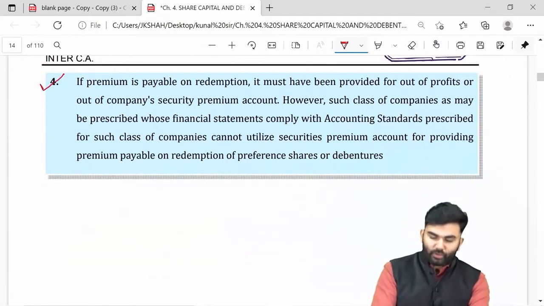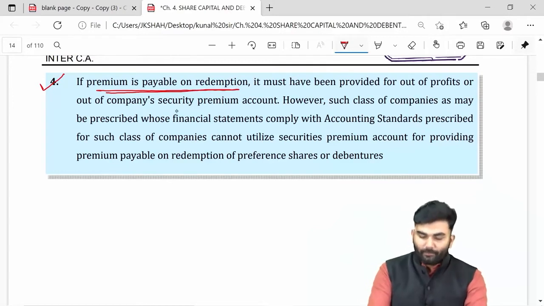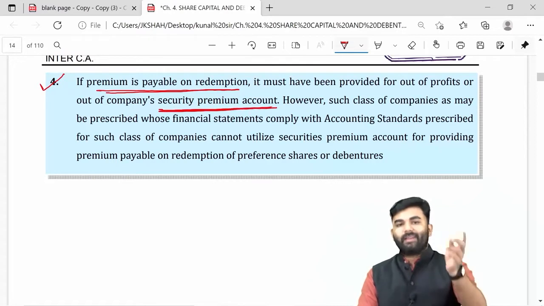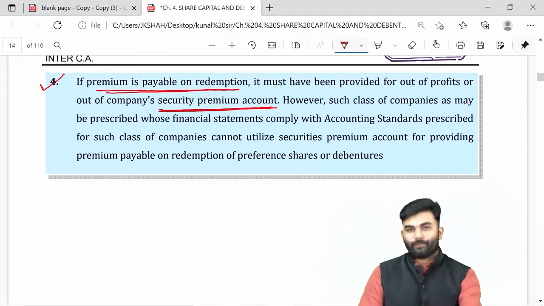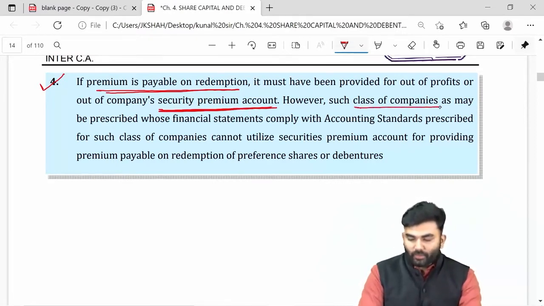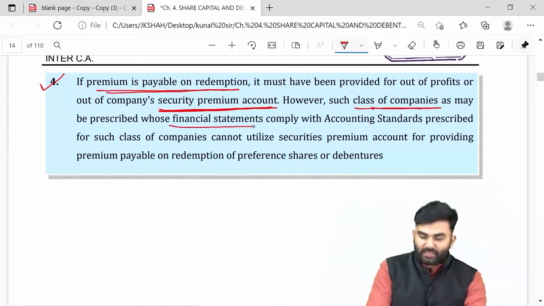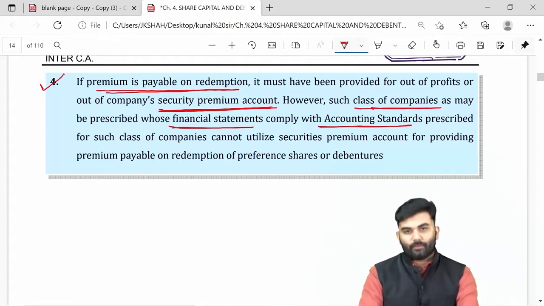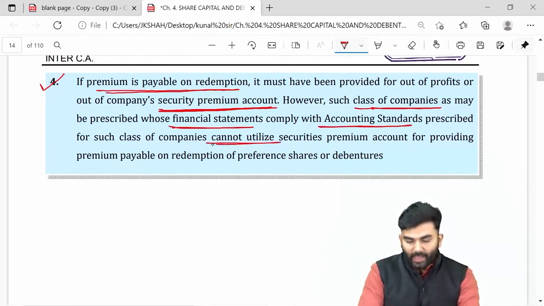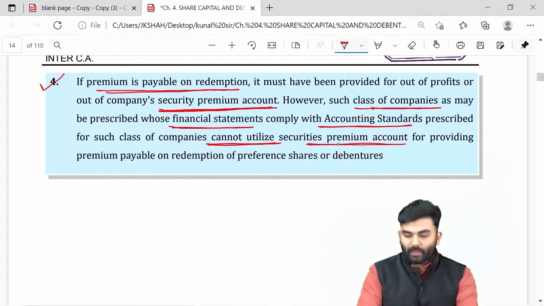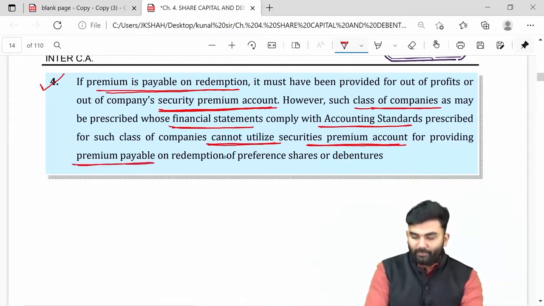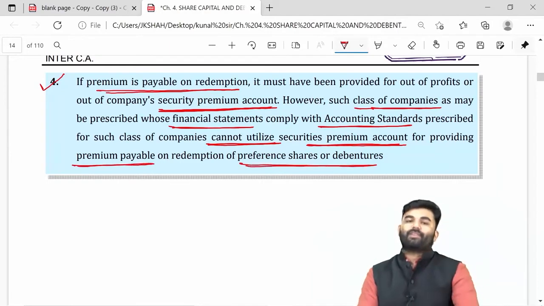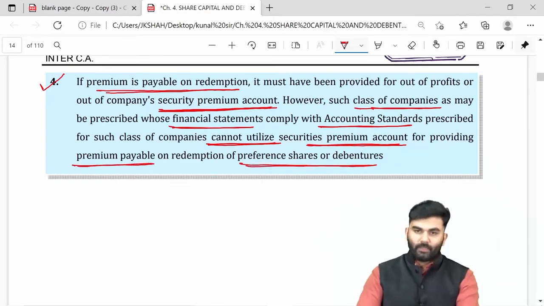If the company wants to redeem preference shares at a premium, then yes, the company can utilize the securities premium account and redeem the preference shares at a premium. But there are a few classes of companies whose financial statements comply with accounting standards. Those companies cannot utilize the securities premium account for providing premium on redemption of preference shares or debentures.